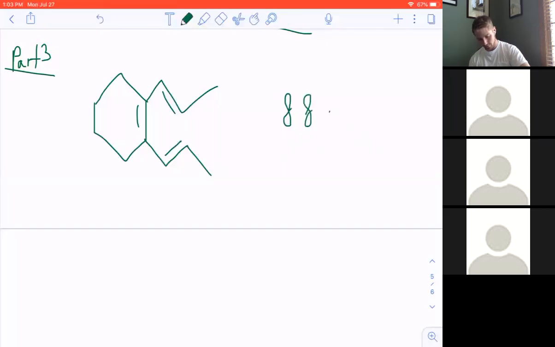So it's going to look something like this in the HOMO state. When you excite this with light to the LUMO, as long as you drew something that has 3 nodes instead of 2, you would get credit.